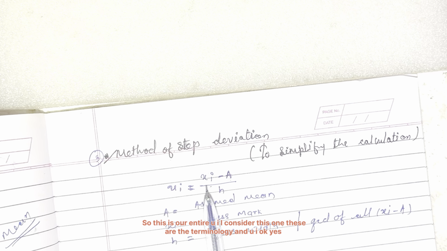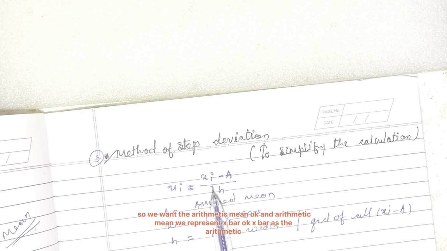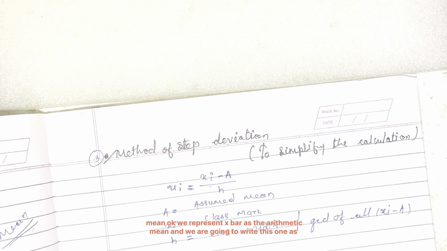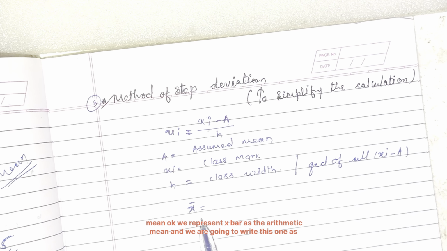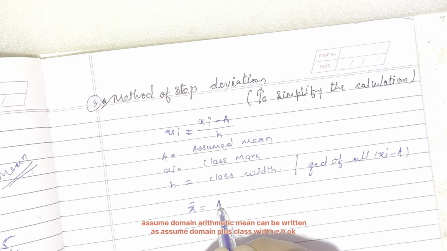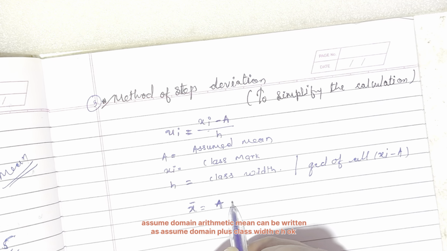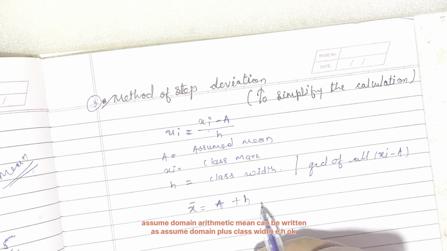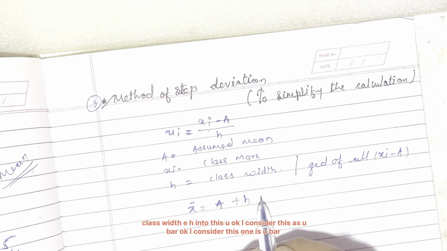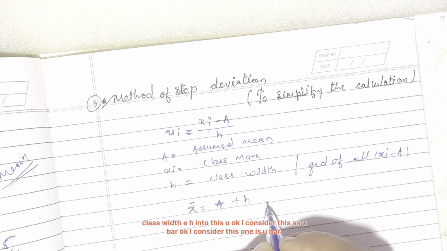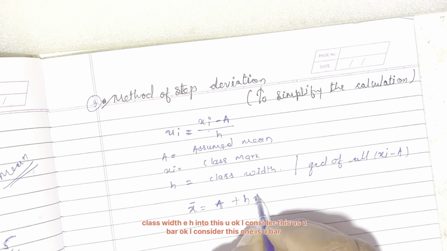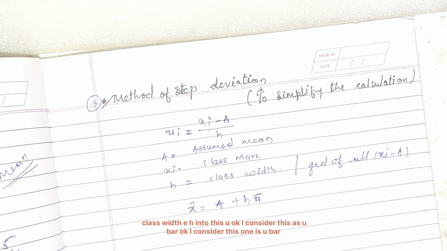Yes, so we want the arithmetic mean, and arithmetic mean we represent as x bar. We represent x bar as the arithmetic mean, and we are going to write this as the assumed mean. Arithmetic mean can be written as assumed mean plus class width H into this U. I consider this as a U bar.